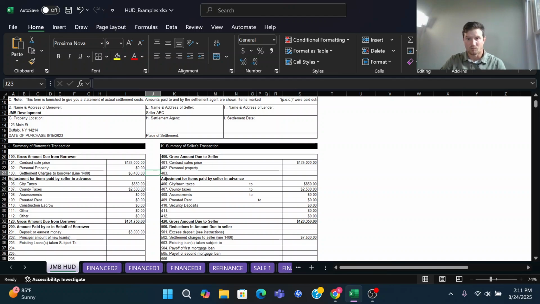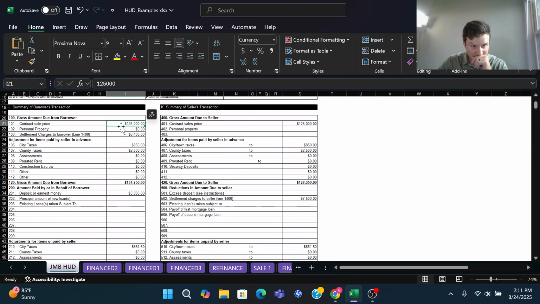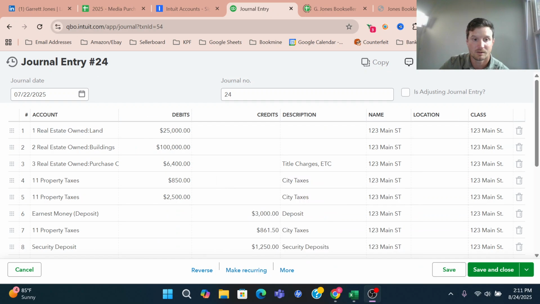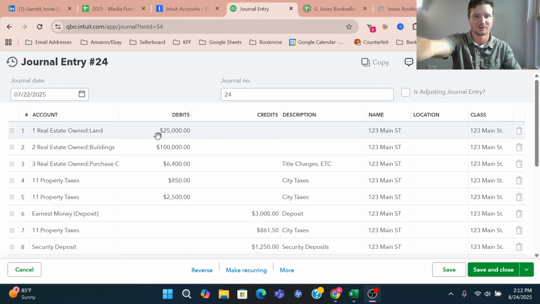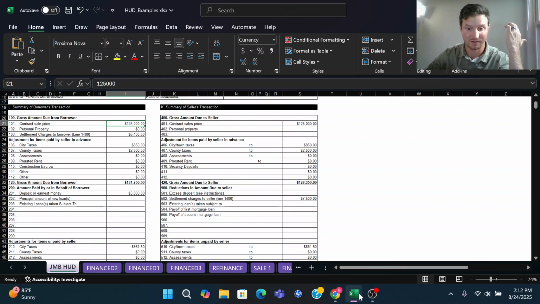Now, when we're putting this in, we have to break it down as much as we can. The first line here is contract sales price. This is the price that you paid for the building, $125,000. So we're going to take that, and this is the first line. I've already filled out the journal entry for the HUD statement, and this first line, as you see, is only 25,000. At first glance, you're like, why the heck is it only 25,000? It's 125,000, and you would be correct at 125,000.